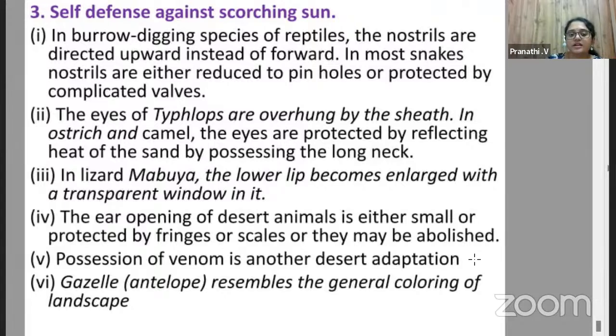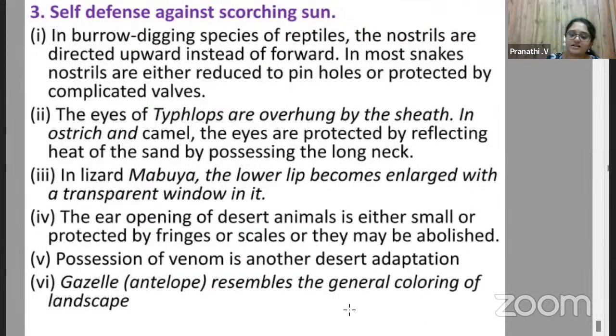Nostrils are also having some kind of protection. Eyes are having a sheath protection again. Mabuya has a lower lip enlarged with a transparent window. Then the ear opening is very small or has fringes or scales. And venom is another desert adaptation.